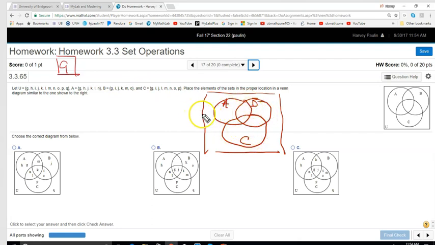Now, if a letter is found in all three, let's see if there is one. So we have a G. Yes, G is. So I'm going to put in mine, and see, I don't have much room. I made it too small. But you're going to put a G there. Anything else? H. No. And again, if it's only found in A, an H looks like it's only found in A. Let me see. H. Kind of hard to see. Then you'd put the H there.